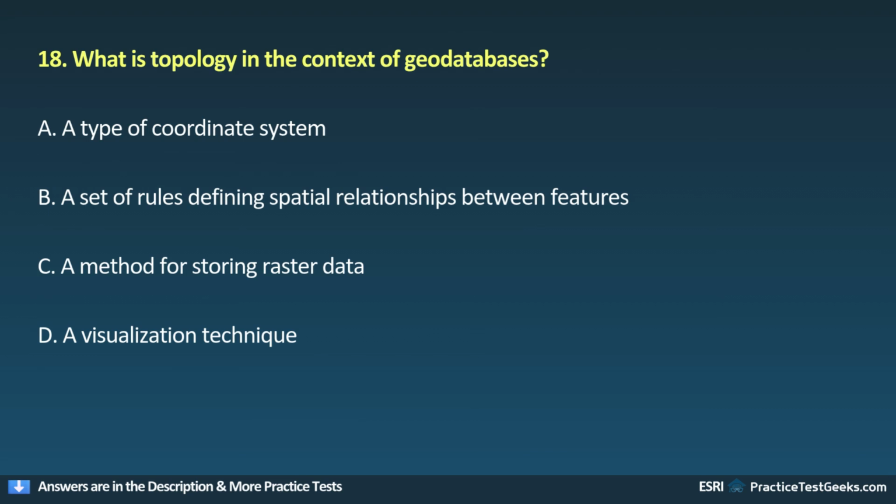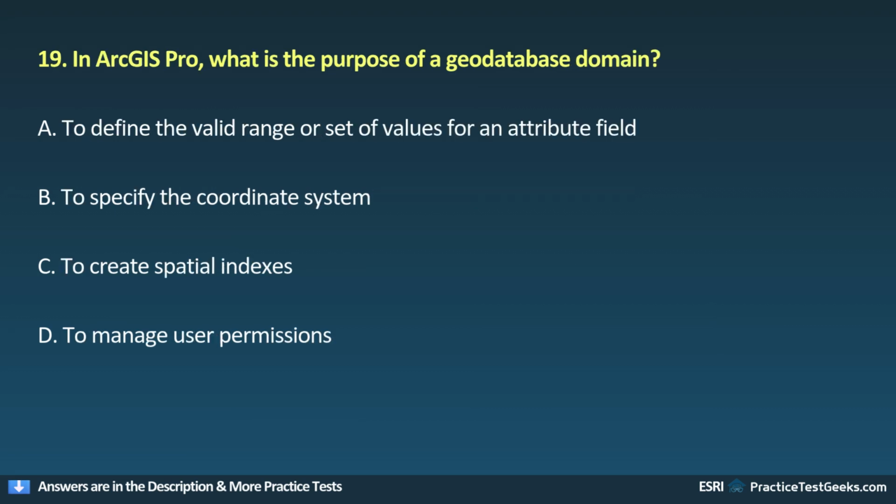What is topology in the context of geodatabases? A. A type of coordinate system. B. A set of rules defining spatial relationships between features. C. A method for storing raster data. D. A visualization technique.